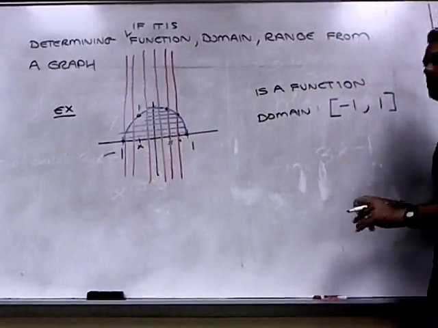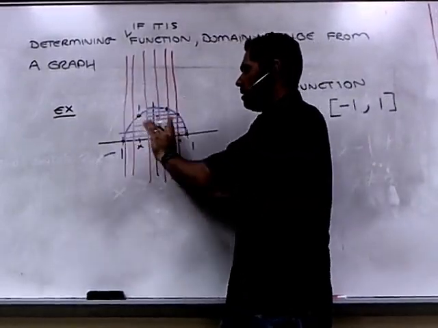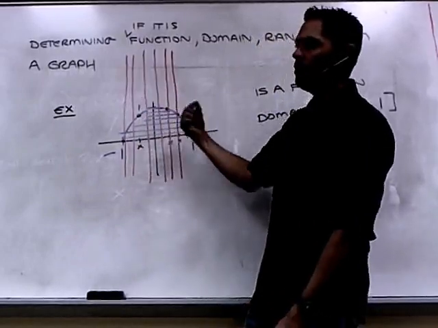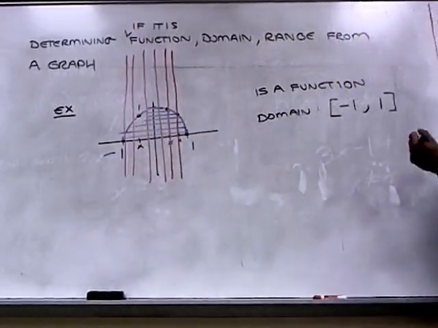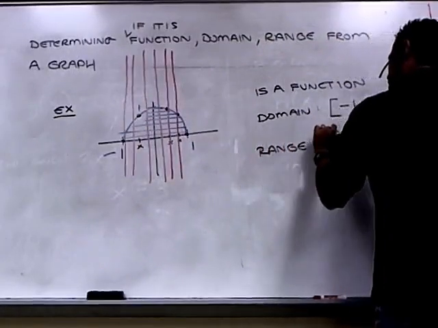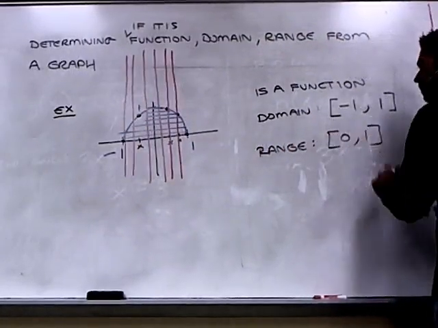You see the difference? Domain, you're looking this way, going back and forth, looking up and down. Range, you're moving on the Y, looking left and right. So our range should be 0 to 1.